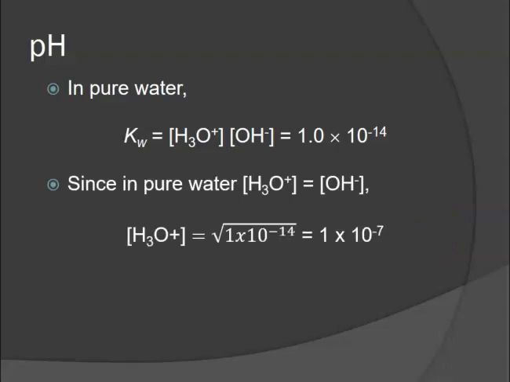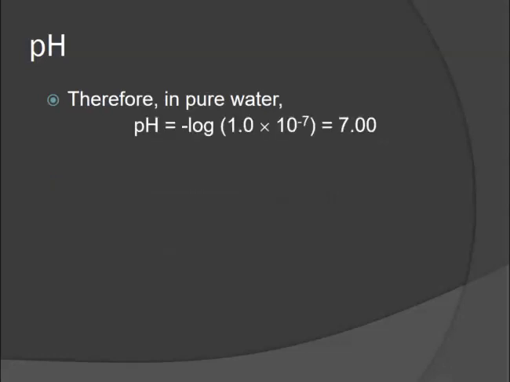Right? And if I wanted to calculate the hydronium ion concentration, I would just take the square root of 1 times 10 to the minus 14, and that is 1 times 10 to the minus 7. So if I want to get the pH of pure water, I need to take the negative log of the hydronium ion concentration. So the negative log of 1 times 10 to the minus 7 is 7.